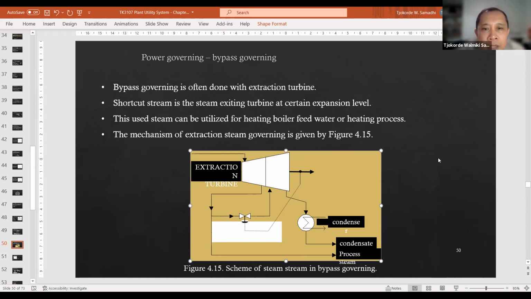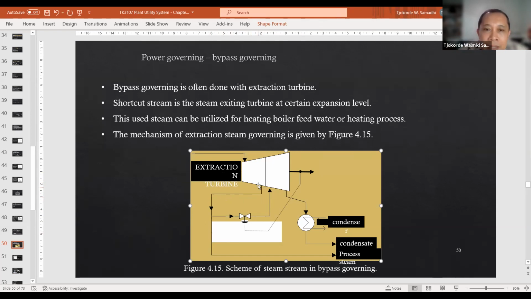This is often done with an extraction turbine. You should remember what an extraction turbine is. Turbine ekstraksi. An extraction turbine is any turbine that enables us to extract steam from between these stages. Just like this, you can see that here in the first stage, a portion of the steam, usually a minor portion, is tapped out, extracted out of the turbine for some other purposes.